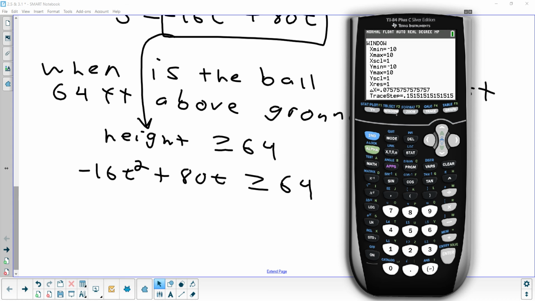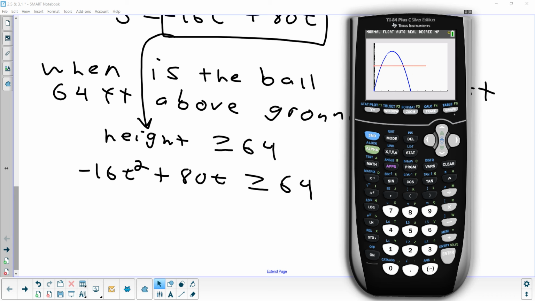Let's take a look at our window. X is time. What's the lowest value we could have for time? 0. We can't have negative time. What's the maximum time? Well, it depends on how long the object is in the air. We don't know that, so we'll leave that at 10. Y is the height. What's the lowest that this object would ever be? 0. And the highest, we don't know. Let's try like 120 feet. If it goes off the screen, we're going to have to set it a little higher. But let's try that window. Hit graph. Perfect.